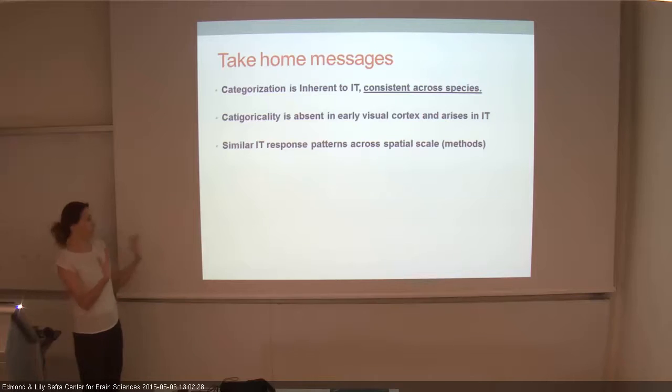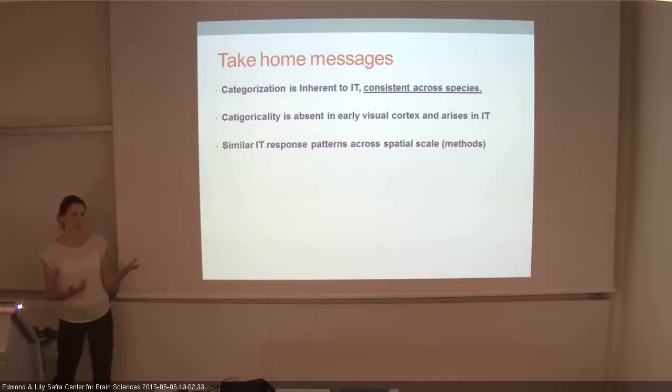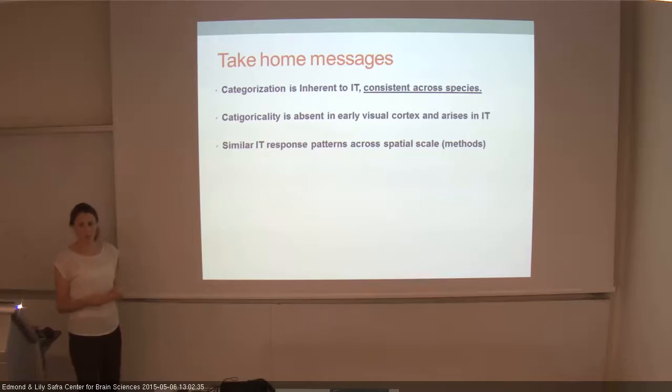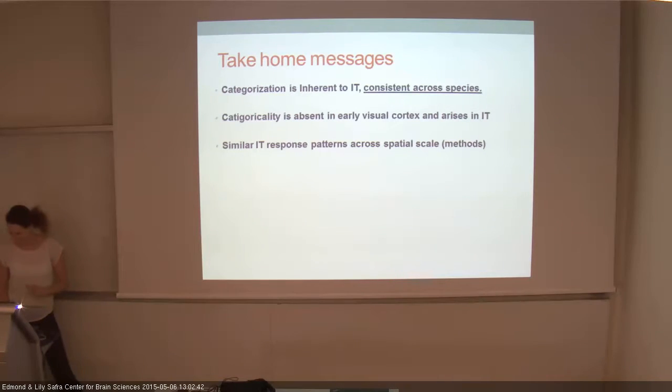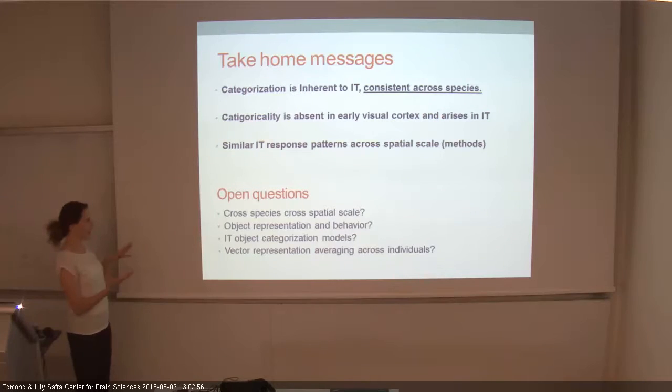And this is supposed to give hope that fMRI really is a method that can imply what happens in single cells, in neurons, whatever. And the last thing, which I'm just going to put there because I have 20 seconds, is open questions, okay? Kind of similar to what you asked before, but cross-species, cross-spatial scale, did I convince you? I didn't ask what happens within a monkey in electrophysiology as opposed to fMRI.